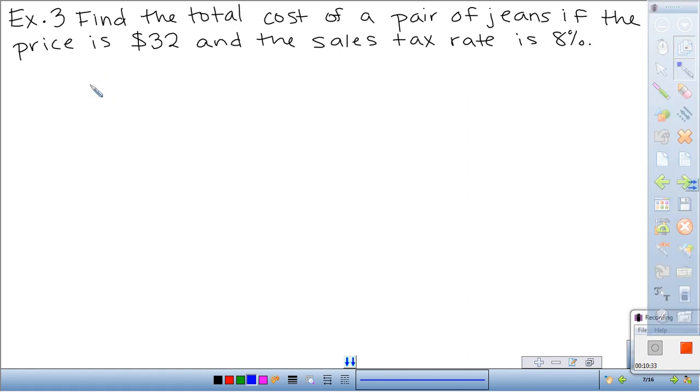So we know that our total cost is $32 and whatever our tax is. So that's what we want to figure out. How do we know how much tax we're going to pay?